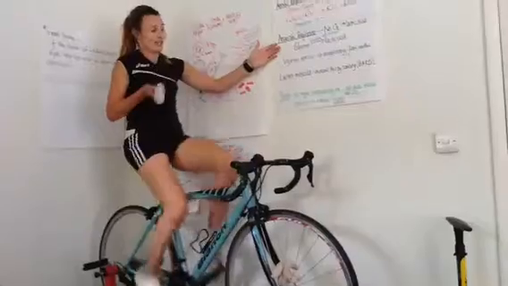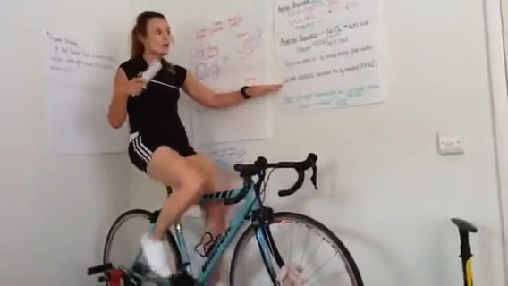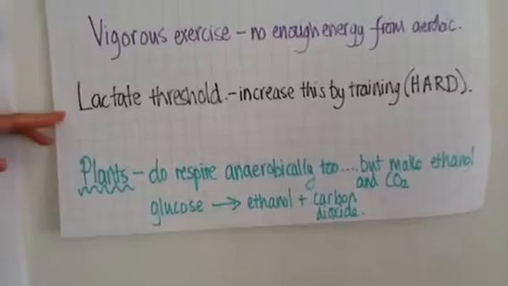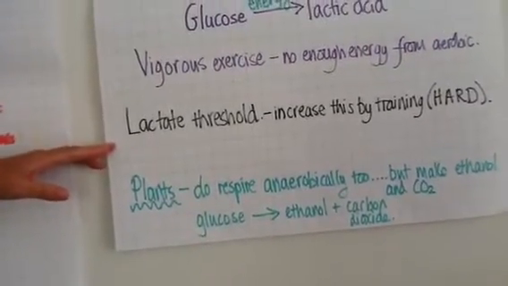amount of energy in. Now there's a point where you get to a lactate threshold where you've got too much lactic acid in your body because you've been respiring too much anaerobically, and that means you get cramp and it really hurts and you'll end up with very sore muscles the day afterwards.